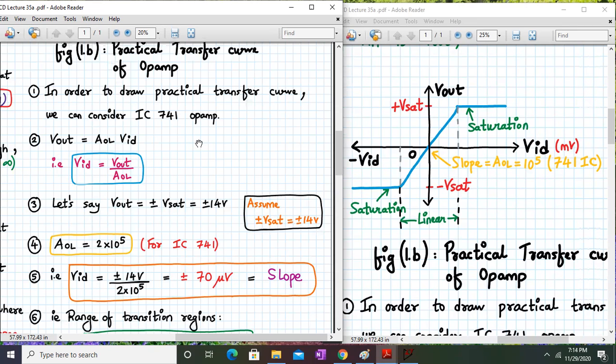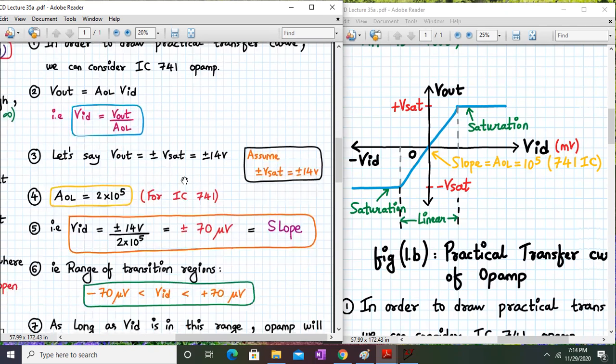Okay. So in order to draw the practical transfer curve, we consider the 741 Opamp. Basically, output voltage is given by AOL times VID. So what is VID given by? Vout upon AOL. Let's say the output voltage is either plus or minus Vsat, assuming plus or minus Vsat is plus or minus 14 volts, and AOL, the open loop gain of the 741 IC, is 2 × 10^5. We calculate the value of VID; it will be a range. VID will be plus or minus 14 upon 2 × 10^5, which is equal to plus or minus 70 microvolt.